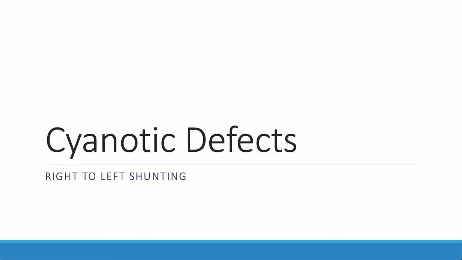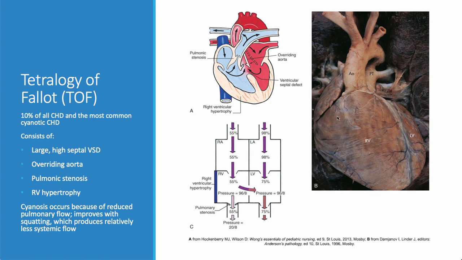Cyanotic defects are where there's right to left shunting of blood. Tetralogy of Fallot is the prototype here. And tetralogy of Fallot has 4 abnormalities. There's a high VSD, right? Very high, right underneath the overriding aorta, which is the second thing, right? It's in between the right ventricle and the left ventricle. It overrides both ventricles. There's pulmonic stenosis, where there's a decreased orifice through which the blood can flow. And then there's right ventricular hypertrophy because of all this stuff going on.